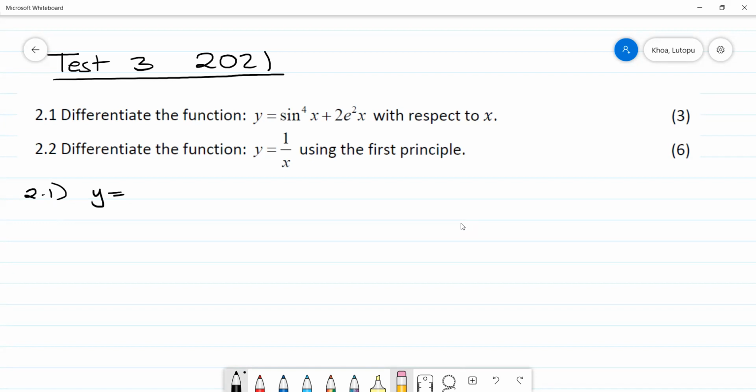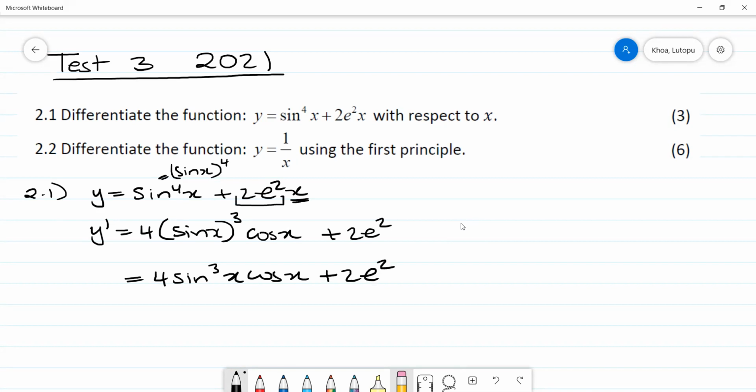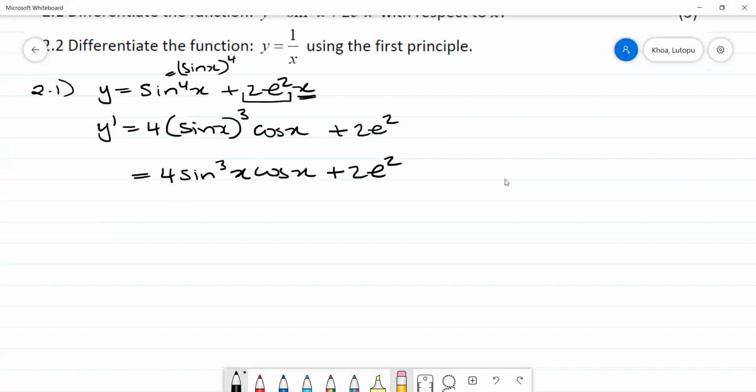We have y is equal to sine to the power 4 of x plus 3e squared x, with respect to x. So remember, this means sine x to the power of 4. Using the chain rule, y prime, the 4 will come down at the top. We subtract 1, and then we multiply by the derivative of the inside, which is cos x. And then here, remember, if we're differentiating with respect to x, every other letter is a constant. So here I have a constant multiplying by x, so the derivative is just the constant. So this is your final answer, plus 3e squared.